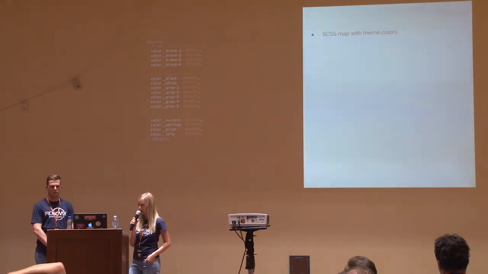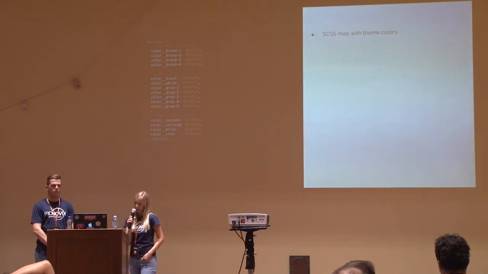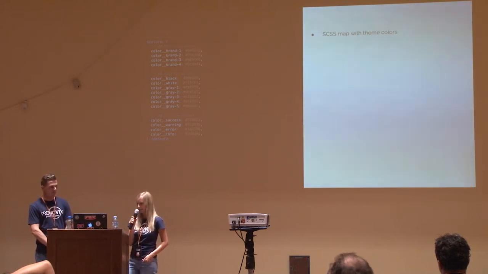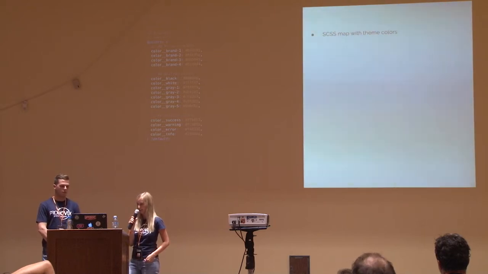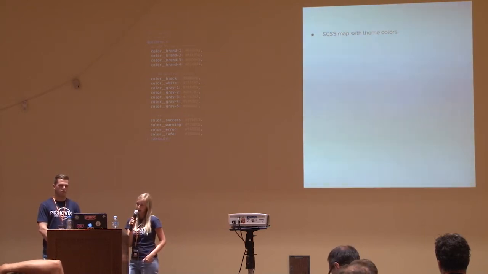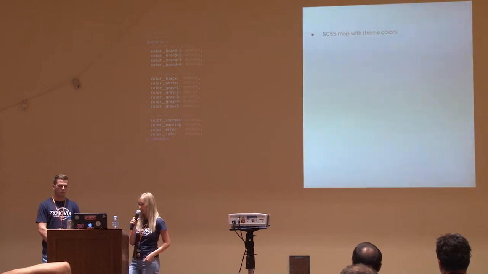In this example, I only use the simple color map because it's easier to show with this. But color maps are usually useful for grouping colors. So for example, in this case, I could have created 3 different color maps for primary colors, neutral colors, and utility colors.